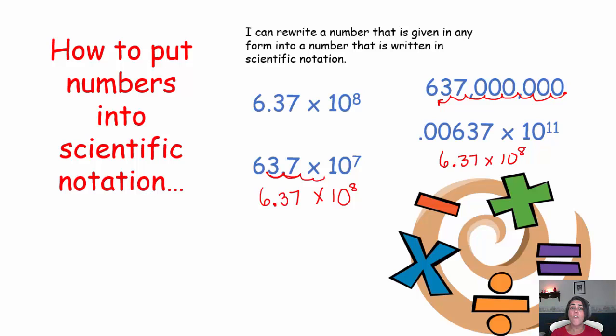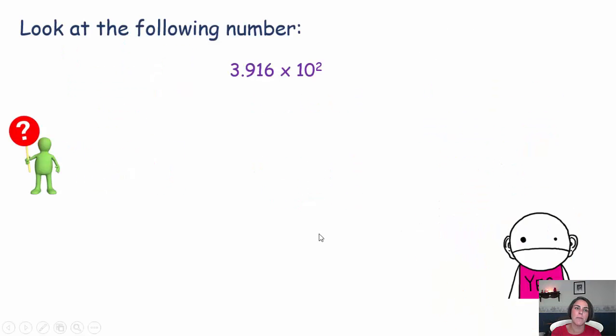To tell you the truth, all 4 of these numbers are actually the exact same number written in various forms. They all represent 637 million. Tonight we're going to give you strategies so that you can take a number that's almost in scientific notation, but that first factor throws us off, it's not between 1 and 10, and be able to rewrite it so that it is in scientific notation. Let's take a look at some examples.